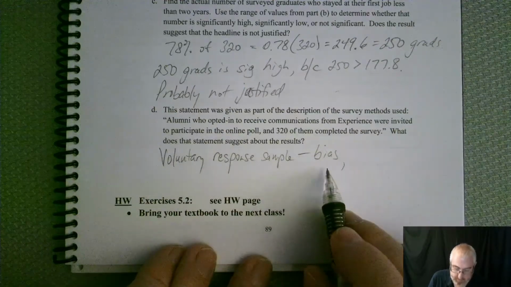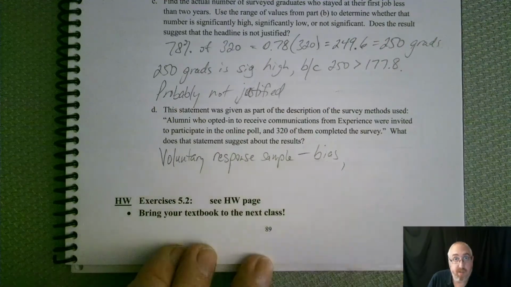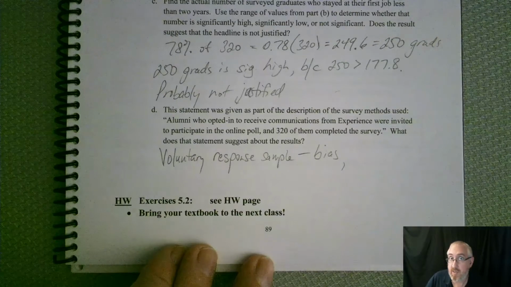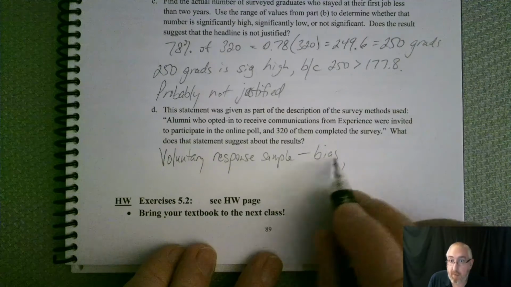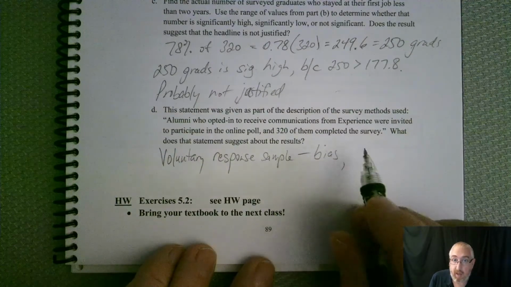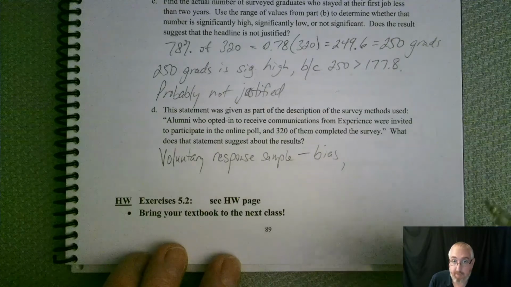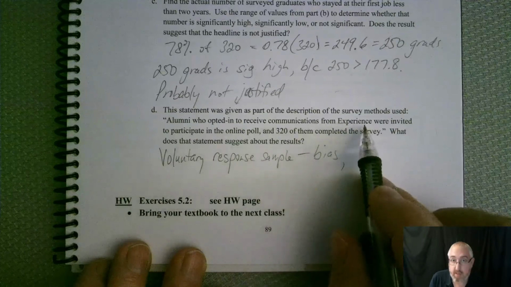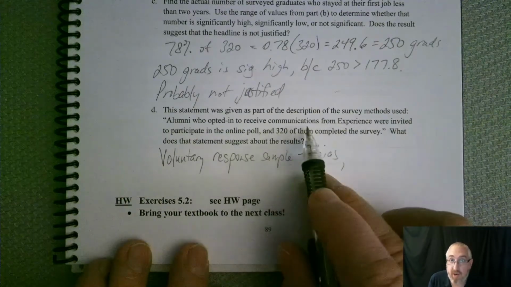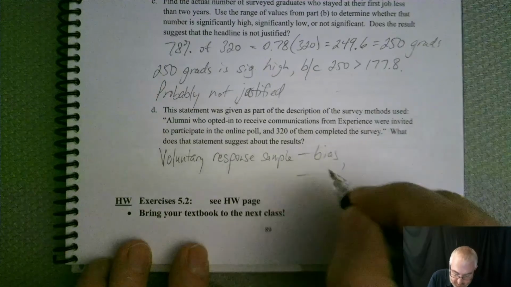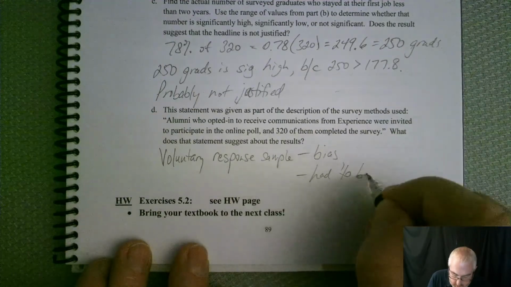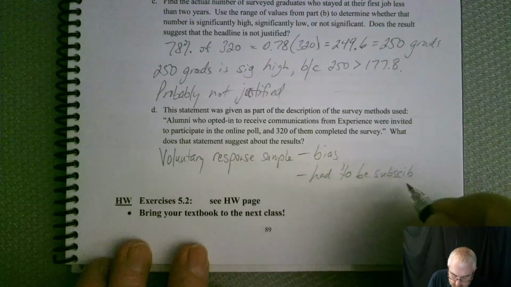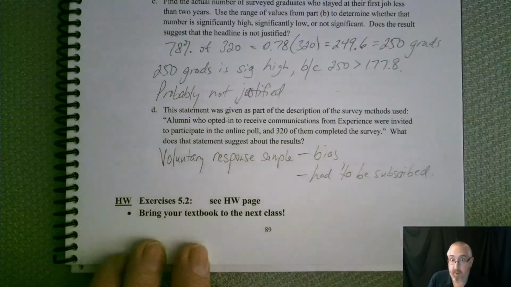What else is wrong with that? There's probably bias, but there's also maybe some incentive to respond. Maybe they worked for Experience, they had their degree, and they said, maybe I should participate so that they have enough information. So there's probably some bias associated with it. What else is wrong with it? Well, alumni who received communication from Experience. So you had to have communication from Experience. So you had to be subscribed to Experience.